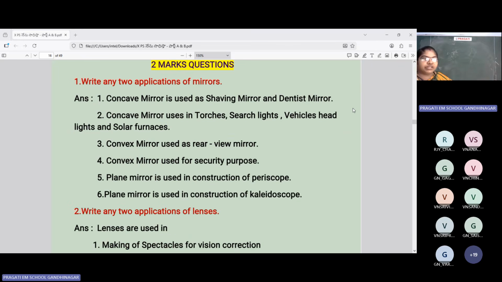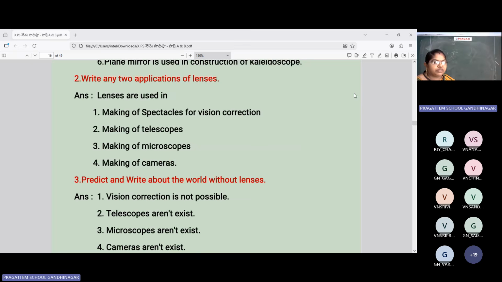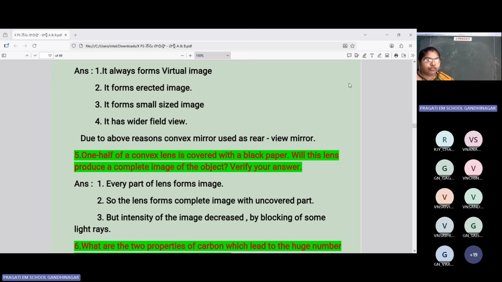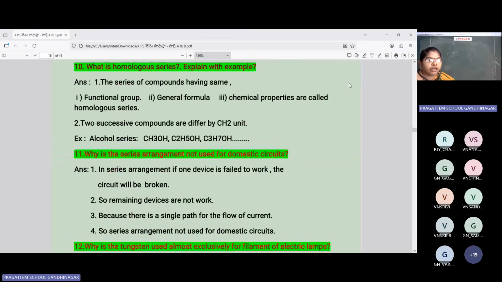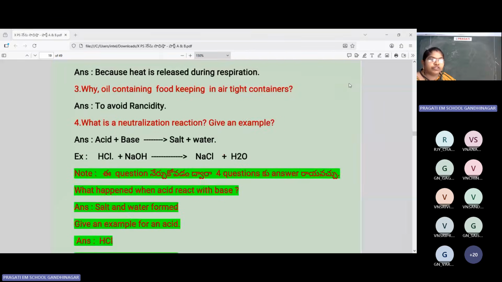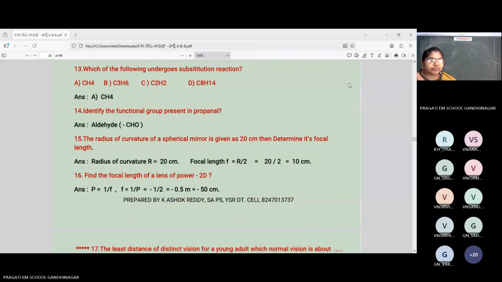We discussed yesterday about the applications of mirrors, applications of lenses, and predict and write about the world without lenses. These are all we discussed. Why do we prefer convex mirror as a rear view mirror? Yes, but 1 marks left in our revision. Today we focus on 1 mark questions.